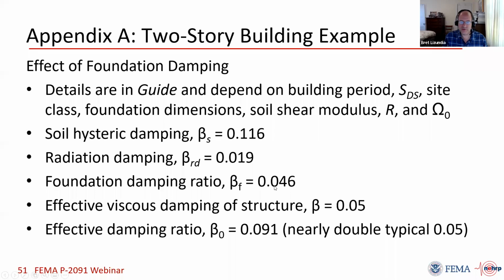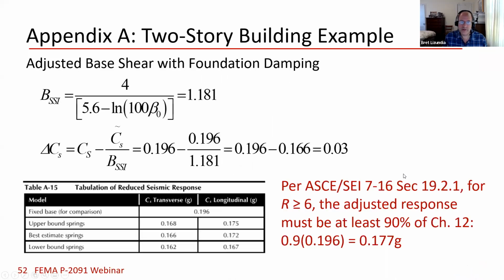And essentially what happens is you get 0.046, let's round it to 0.05, as the foundation damping of these two combined effects. The building, we're going to assume, has the traditional 5%. So we're basically doubling in this building the damping ratio. That's a pretty big deal. These numbers seem small, but doubling 5% to almost 9% is noteworthy.